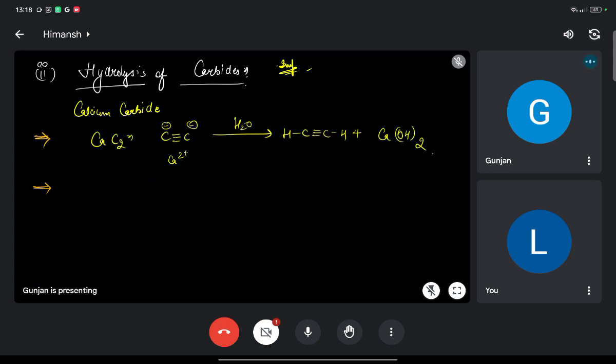Similarly, how do we get this calcium carbide? Calcium carbide is obtained from calcium carbonate. When we heat calcium carbonate, we get calcium oxide and CO2. Calcium oxide reacts with 3 carbon and converts to calcium carbide, and CO filtrates out. Got it or no?